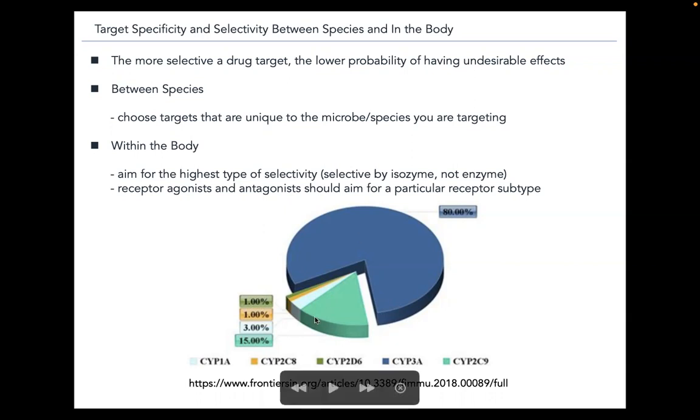But it gets easier to target a specific enzyme, so that you don't have unwanted effects in the body, undesired complications with the drug. If you can start to target ones that have a larger specificity, like CYP2D6, that would be really great, because it's really honing in on that, and it's not going to bind to all the CYP3As that you have in your body.